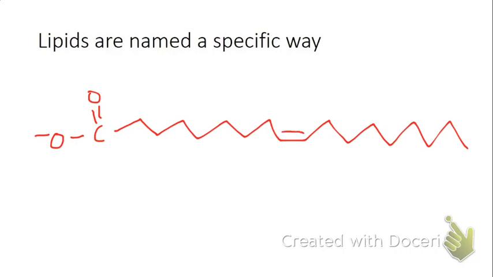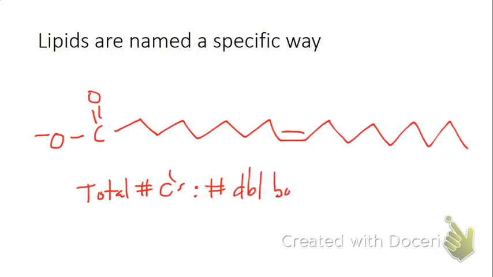So how do we name lipids? What we do is we take the total number of carbons, colon, the number of double bonds, followed by a delta, and then the first carbon of the double bond.